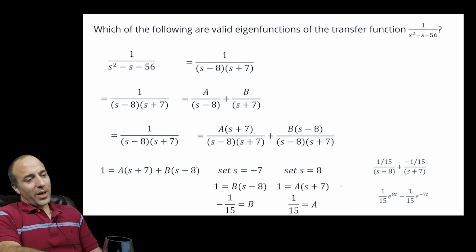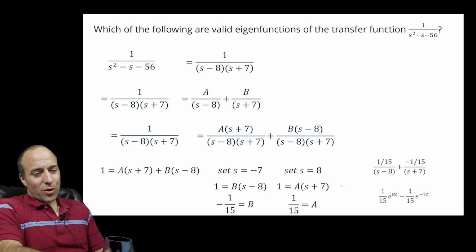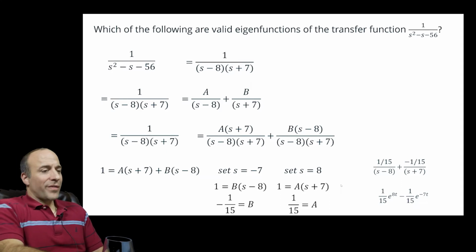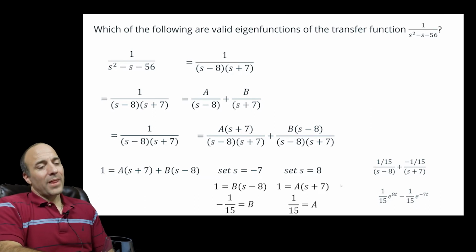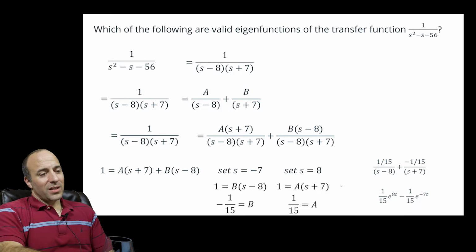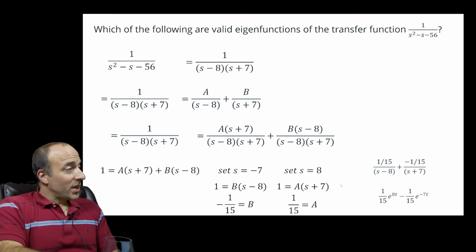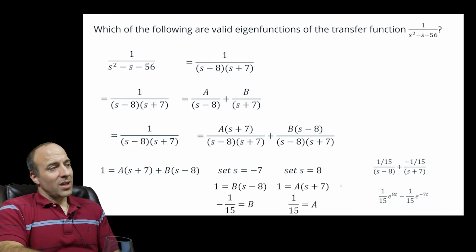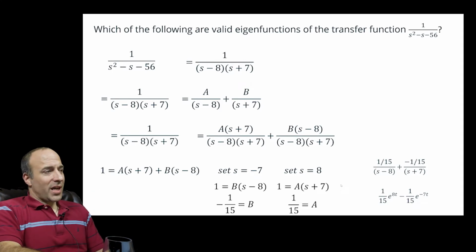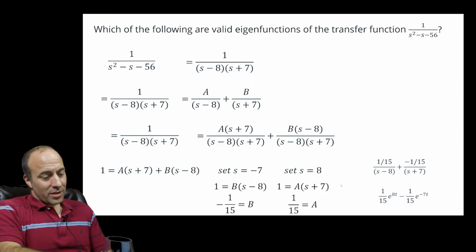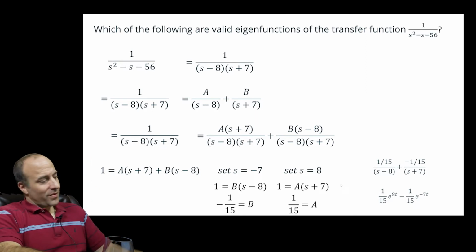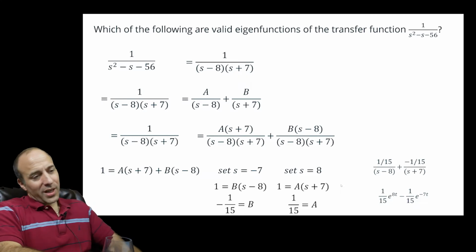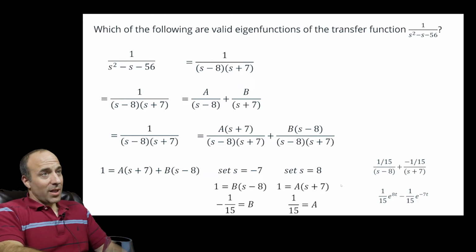And then we can do an inverse Fourier transform. That gives us two eigenfunctions, which is 1/15 times e to the 8t minus 1/15 times e to the -7t. Now, this transfer function is unstable because it has a pole at 8. You can see that because this function will grow infinitely as we increase t, but that's okay.